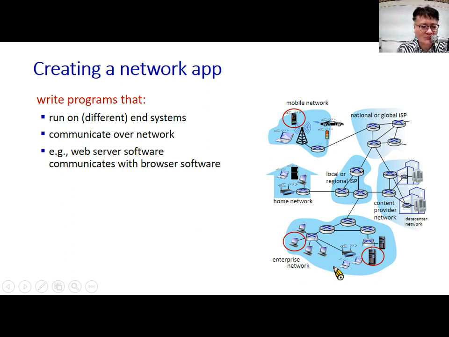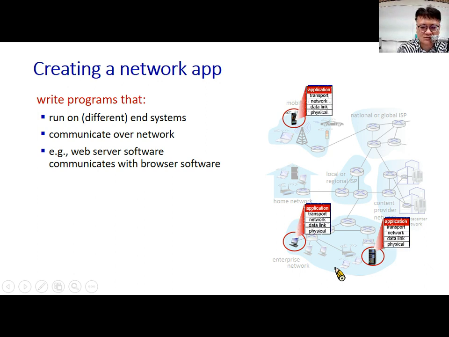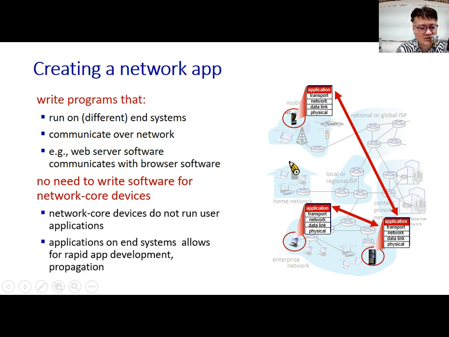So the web server software communicates with the browser software, right? For example, from a mobile to another enterprise network or server, it can see the application layer and the transport, network, data link, and physical layers, from one application to the other application. So we have two-way communication between the two application layers, to the server, to the other enterprise client, over the application layer protocol.